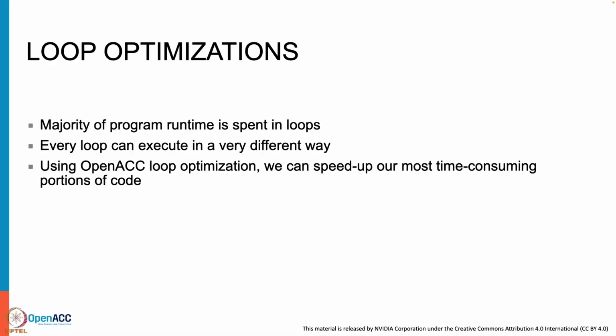One of the main things that we have to look at when we are using directive-based programming is loop optimization. If you look at the majority of scientific programs, most of the time is spent in loops. Obviously, every loop can execute in very different ways. So, using OpenACC loop optimization, we can speed up some of the most time-consuming portions of the code, which are spent in these large loops.